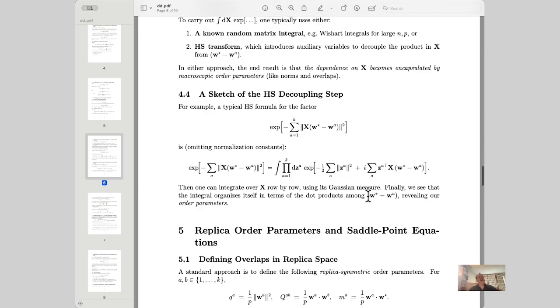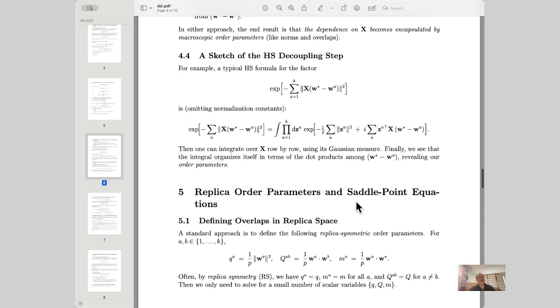And so the idea is that because you've done this expansion, it allows you to define these overlaps. So now you have overlaps in replica space. Once you've done the expansion, you get these terms like Q_a is 1 over P W_a squared, and Q_ab is the overlap between replicas. And M is this. You get these various parameters, which are going to stick into this equation. And because you have K of them, you have to make some assumption about how one replica is related to another.